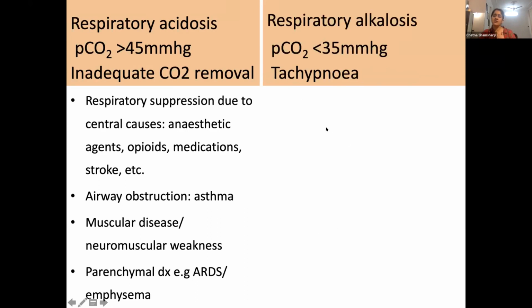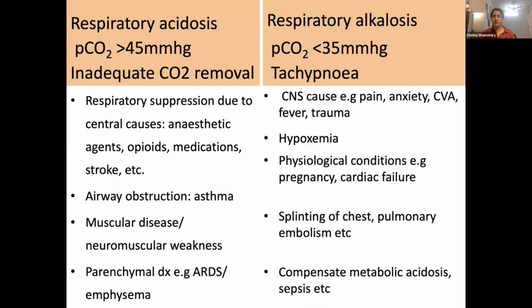On the contrary, what are the causes of respiratory alkalosis? Alkalosis means when the pH has gone above 7.45. That means the CO2 has gone low. They are moving in the opposite direction. So if PaCO2 is less than 35, that means we are hyperventilating. In some way, either the tidal volume is more or the rate is more. So now let us see what are the examples when we are actually tachypneic: when we fear, when we are anxious, when there is pain, then there is tachypnea.